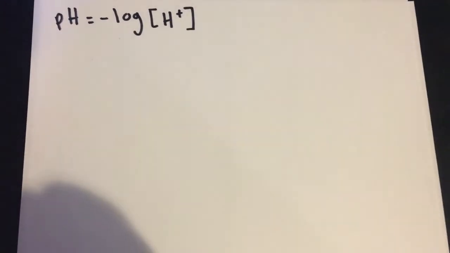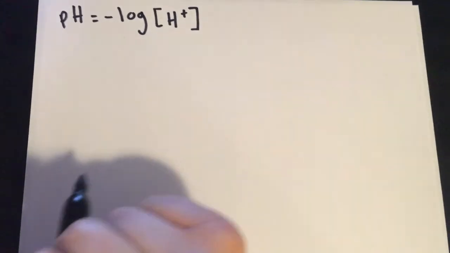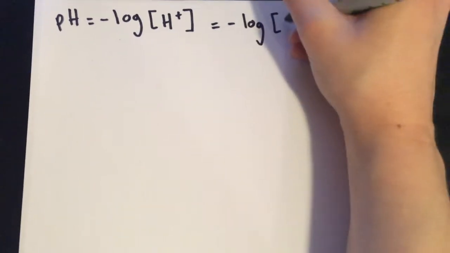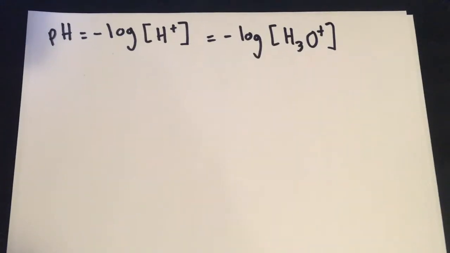The actual mathematical equation for pH is negative log of the concentration of H+. And recall that when we write H+, we're being lazy, right? When we write H+, we actually mean H3O+. So we could equivalently write negative log of the concentration of H3O+, right? We could do that either way.